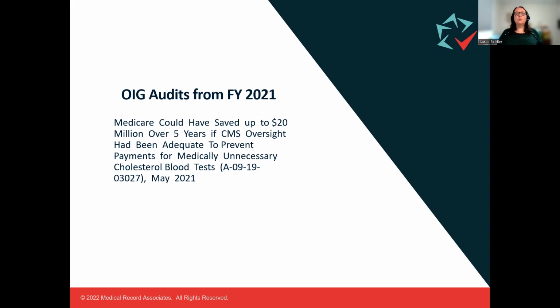This one found that Medicare could have saved up to $20 million over 5 years if CMS oversight had been adequate to prevent payments for medically unnecessary cholesterol blood tests. So if you do cholesterol blood tests, I would say take a look at this audit. This was done of Medicare paid providers for medically unnecessary lab tests. OIG did a review of Medicare and said, wow, they had a lot of unnecessary billing going out.